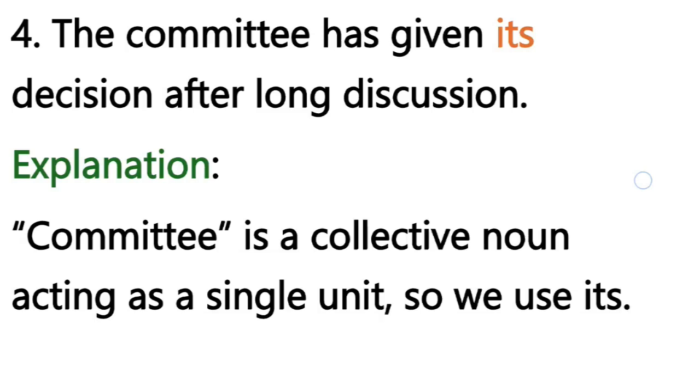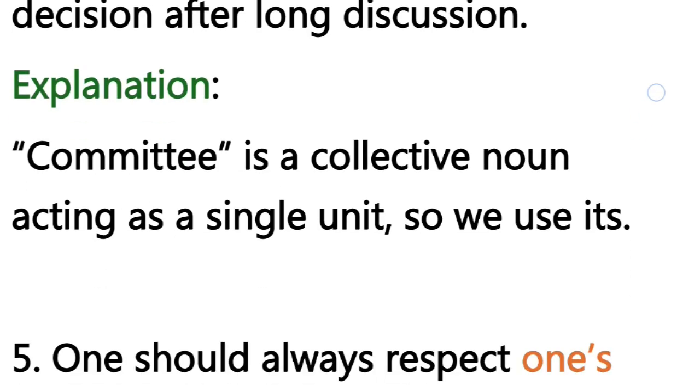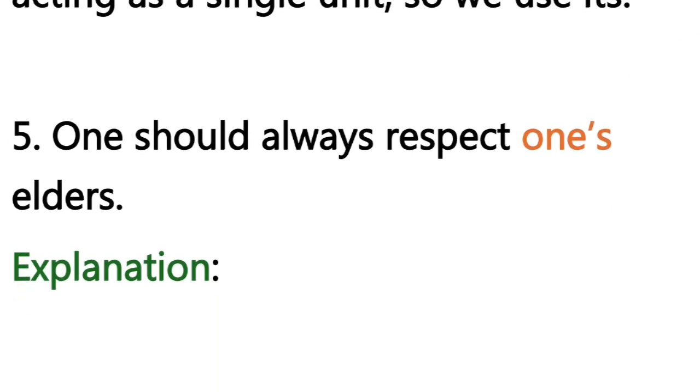Question 4 says, the committee has given dash decision after long discussion. Answer will be its. Pronoun its has come for the noun committee. Now, committee is a collective noun acting as a single unit. It has come as a single unit, the committee, the noun. So we have used its as the pronoun for this particular noun, committee.